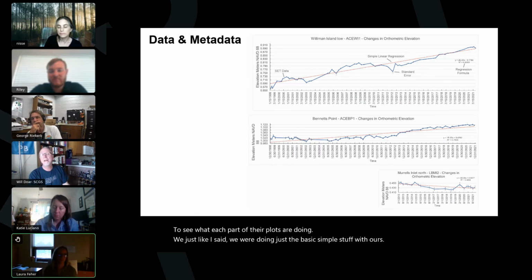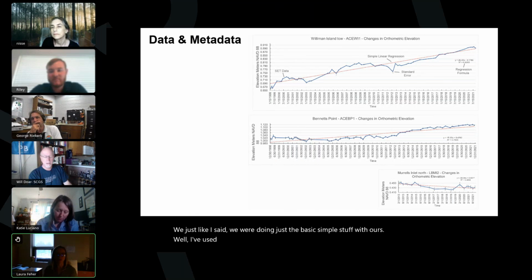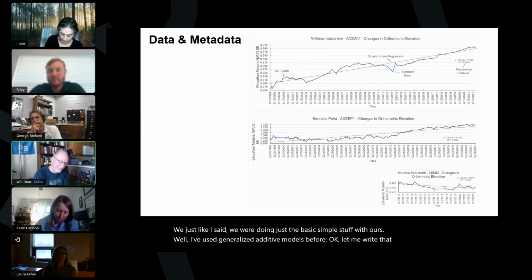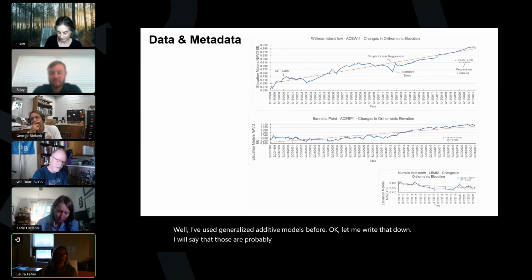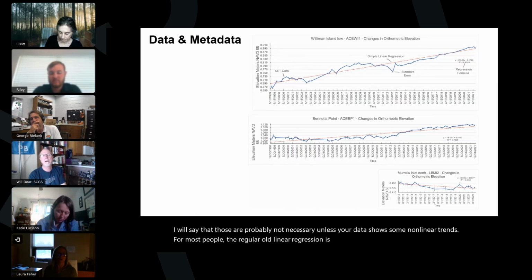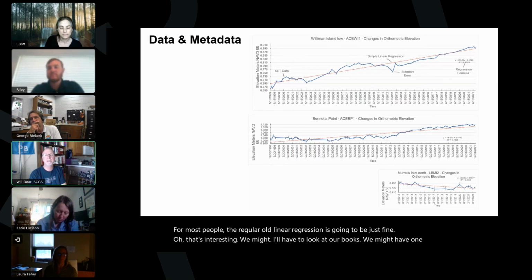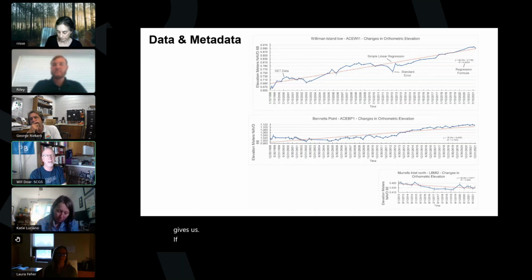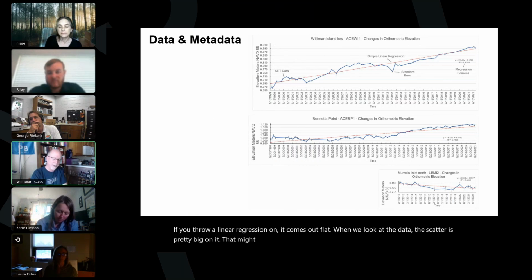Well, I've used generalized additive models before. Okay, let me write that down. I will say that those are probably not necessary unless your data shows some nonlinear trends. For most people, the regular old linear regression is going to be just fine. Oh, that's interesting. I'll have to look in our books. We might have one station that, if you throw a linear regression on it, comes out flat, but when you look at the data, the scatter's pretty big on it. That might be something to use for that.